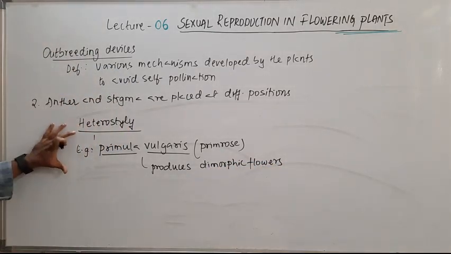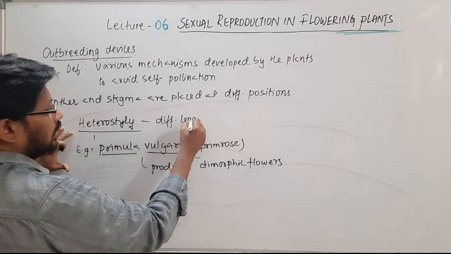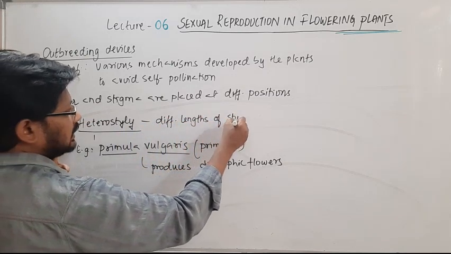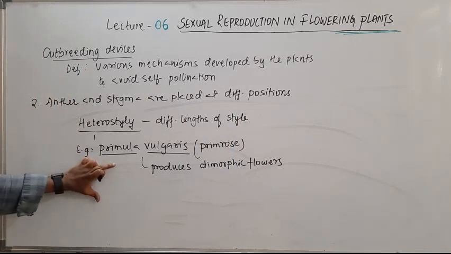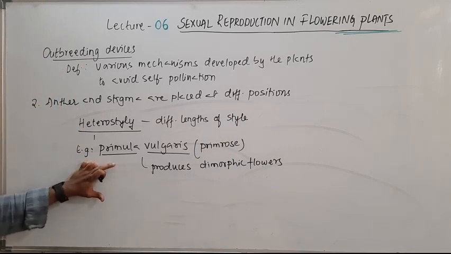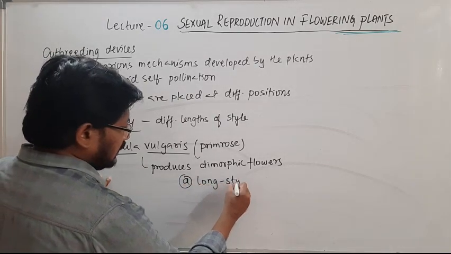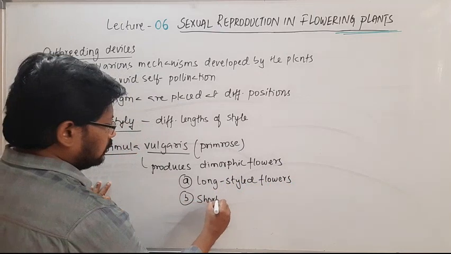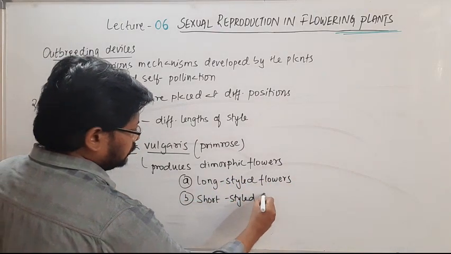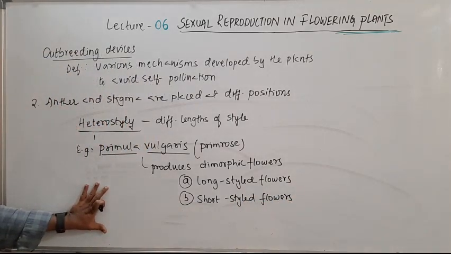So heterostyly simply indicates that different lengths of style are seen. As I said, in the case of Primula vulgaris, it produces two types of flowers. One type of flower will have long styles, so it produces long-styled flowers, and another with short styles, so short-styled flowers. Long-styled flowers and short-styled flowers.